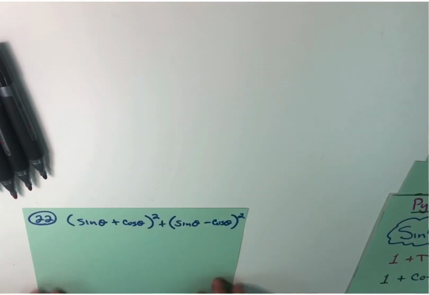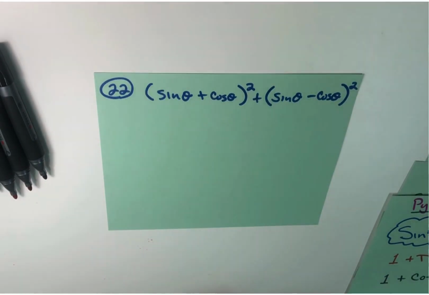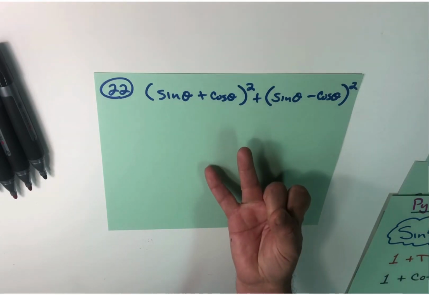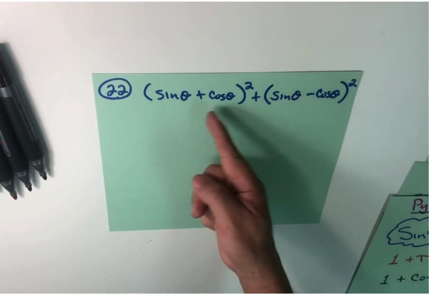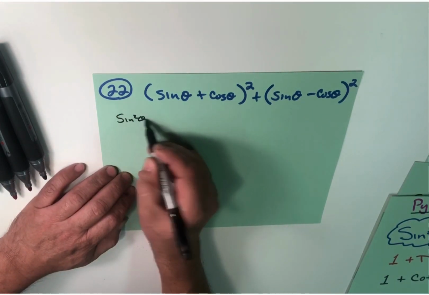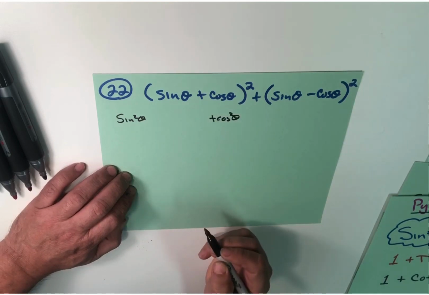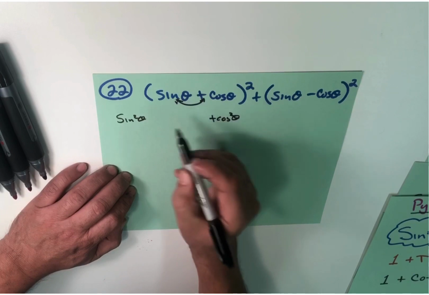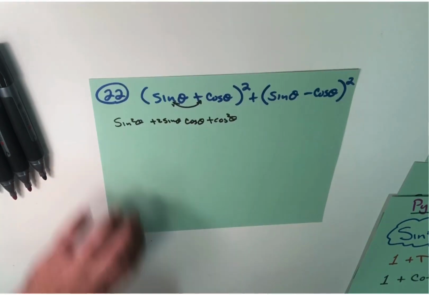And finally, number 22. This one is a beauty. You will remember that this is squaring a binomial. And the 4 steps to squaring a binomial are: square the first, square the last, multiply the 2, and double. I'm going to do it twice. Here we go. Sine squared theta, square the first, plus cosine squared of theta, square the last. Multiply those two and double. So that's plus 2 sine theta cosine theta.